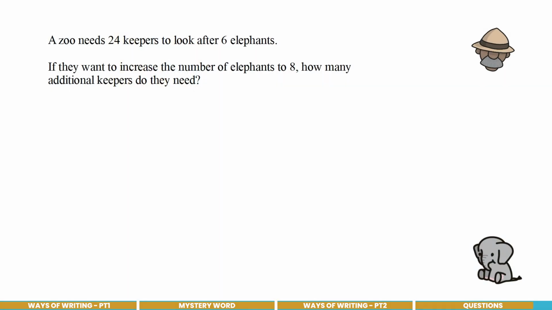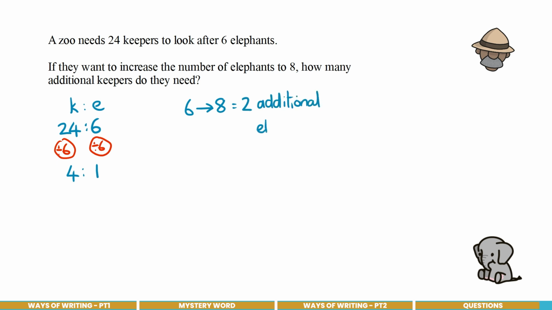Here's an example of a different approach. I'll use ratio format for this one. You might start with the ratio of keepers to elephants and then simplify it to a 4 to 1 ratio. Looking at the question, you might think, the zoo is increasing from 6 to 8 elephants. That's an addition of 2 elephants. Looking at your 4 to 1 ratio, you can see that there are 4 keepers required per elephant, so 2 additional elephants means 8 additional keepers are required.